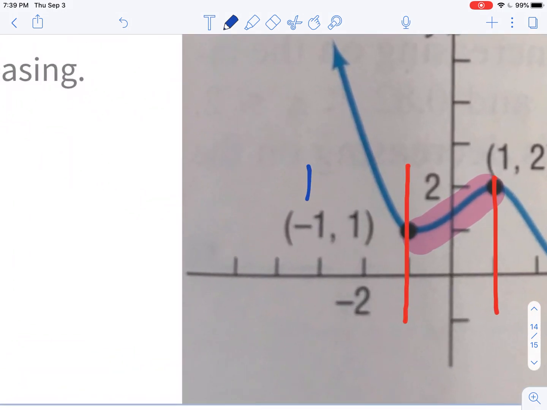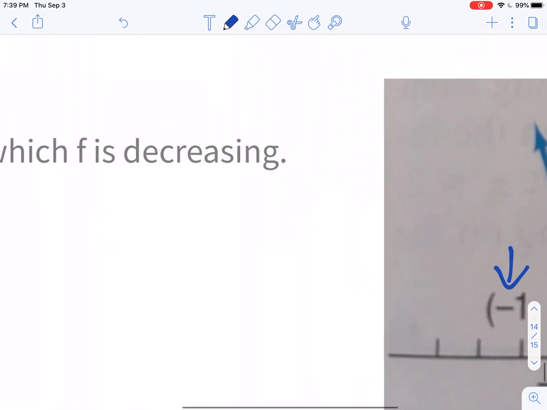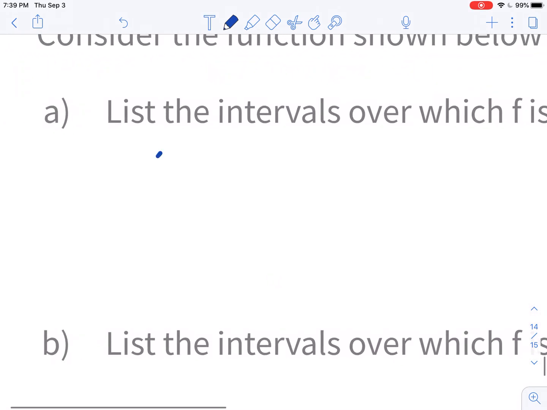The first x value where it's increasing starts at -1, and I put -1 in parentheses. I don't use a bracket for -1 because it's not increasing at -1. -1 is the minimum. That's where it's turning. Where you turn is not included as an increasing value. That is the point where it goes between decreasing and increasing, so I use a parenthesis.